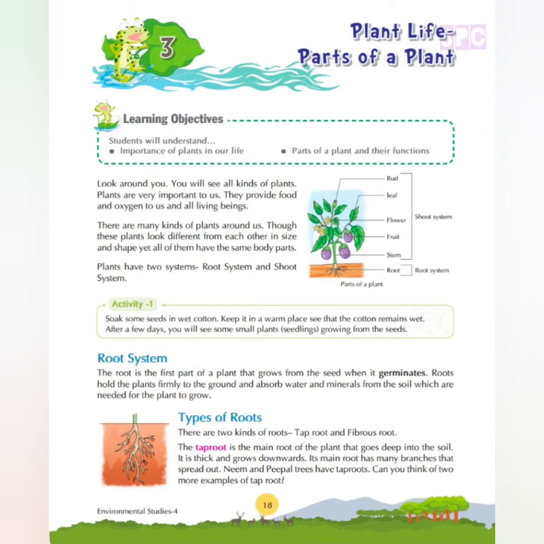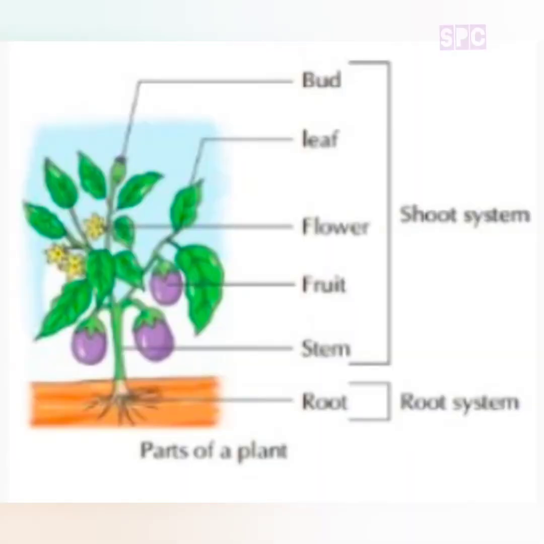So, children, although the plants around us are of various shapes and sizes, their entire body can be broadly divided into two parts, the root system and the shoot system. Root system includes that part of the plant which grows below the ground, like the roots, whereas the shoot system includes those parts of the plant which grow above the ground, like the stem, branches, leaves, etc.